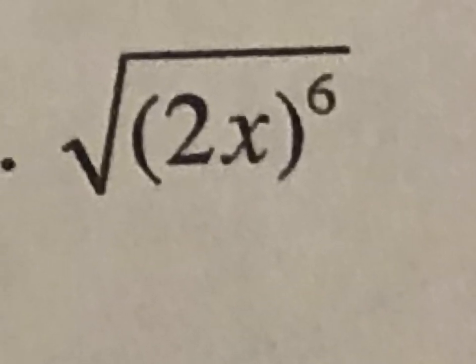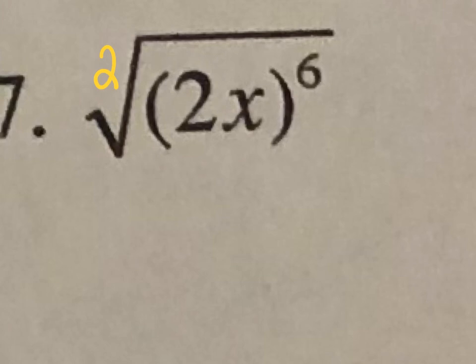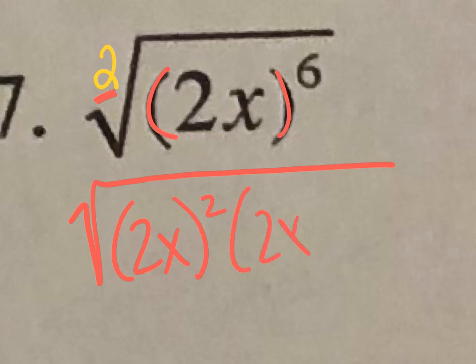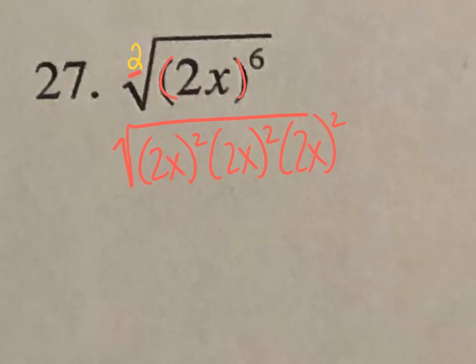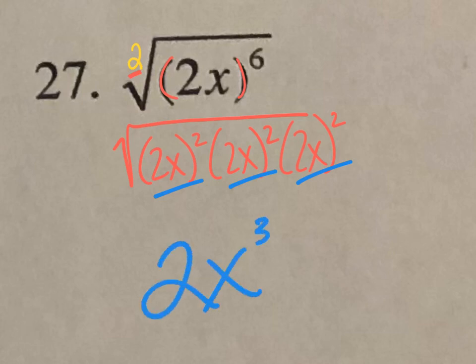27. Here, there's no number here. So when there's no number, we assume that there's a 2. I'm going to show you the other way that I do this. Because there's a 2, I'm going to see how many 2x squared that I can get. Because if we remember our law of exponents, if I were to combine all this, I would get 2x to the 6th, right? Well, how many times do I have 2x squared? I have it once, I have it twice, I have it 3 times. So the square root of 2x all raised to the 6th power is 2x to the 3rd.